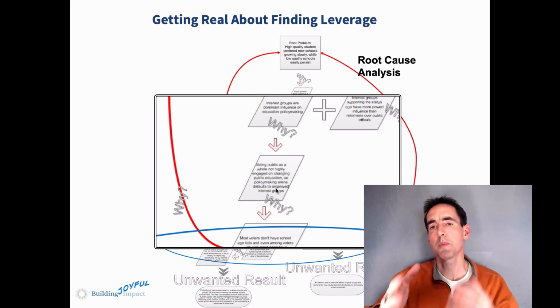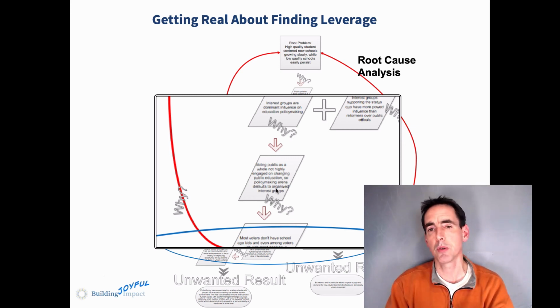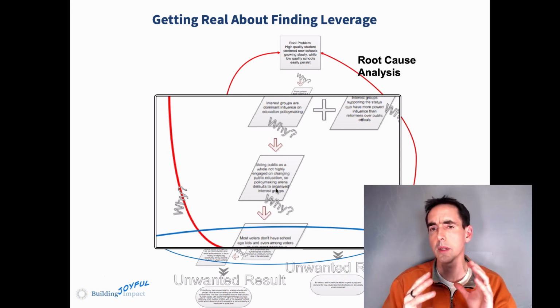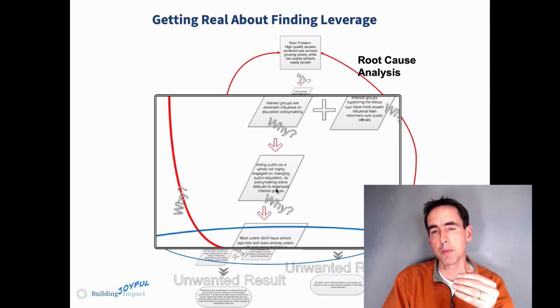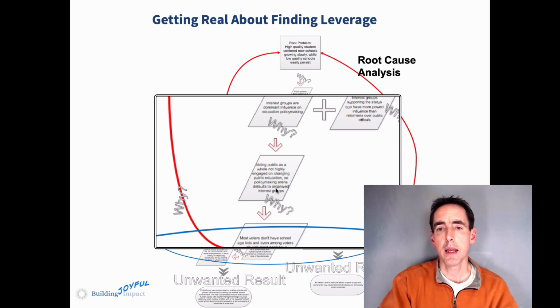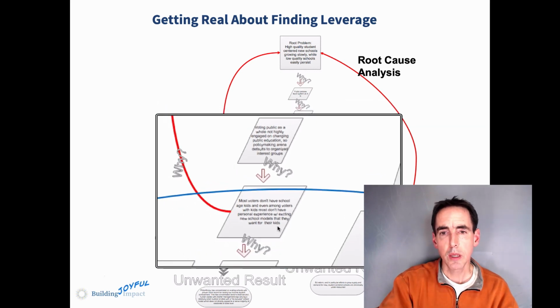Now, again, you might dispute this. Like this might not be true in your state, or you might think, hey, I don't think that's true. But the point is that you want to make these logical leaps based on evidence, based on what you think is really true. And so then you follow this down one more level. Well, why is the voting public not engaged?